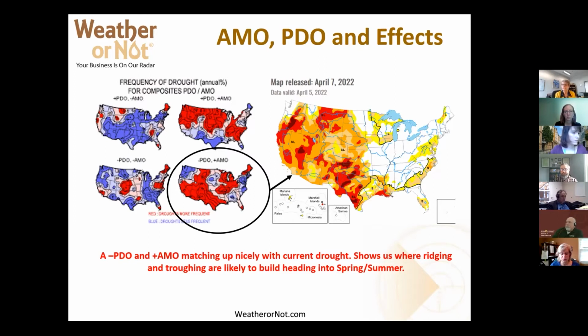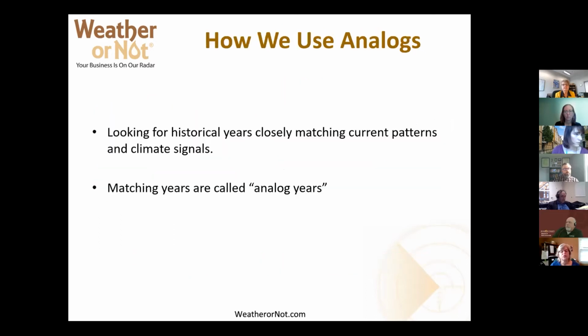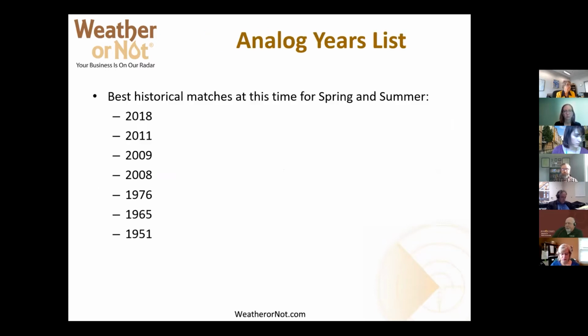But there is a nice connection, which helps us understand what the potential ridge-trough pattern will look like across the US heading into the rest of spring and into our summer months. When we're looking through all of this, we're also looking at analog years. But what do I mean by that? We're looking for historical matches of previous years that have similar sea surface temperature patterns and similar teleconnections to help us assess what we could see coming up. Those matches are called analog years.